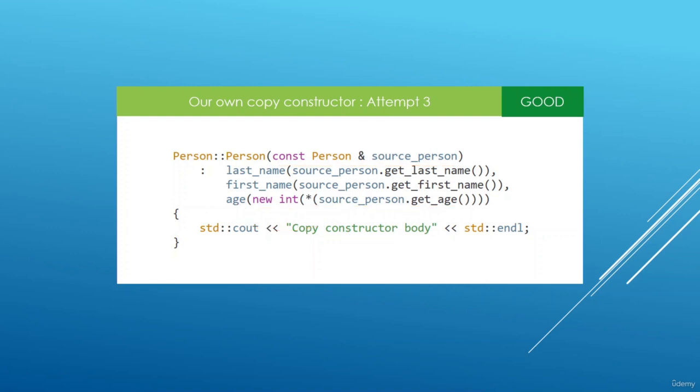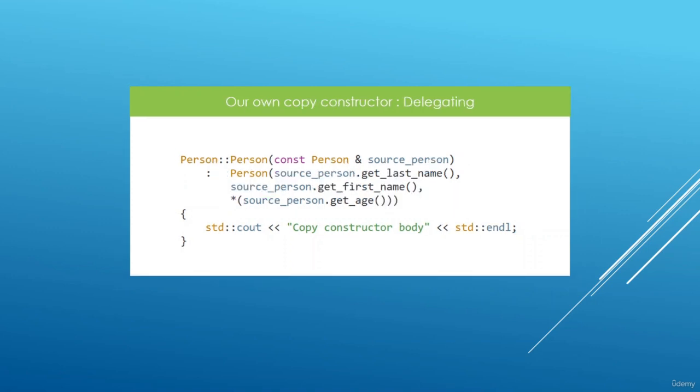Okay, so this is one way we have to set up a copy constructor and it is going to work, but it is also possible to delegate the work to another constructor. In the last lecture, we have learned about constructor delegation. We can use that with copy constructors, and we can do something like this.